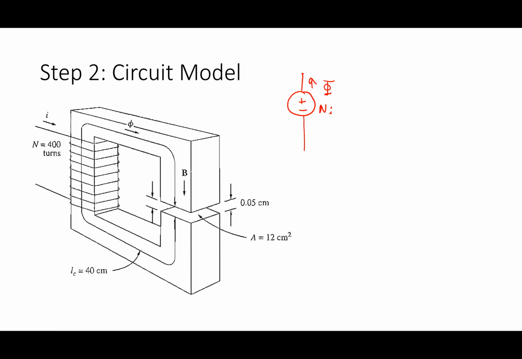Now, flux lines are always closed, so the circuit better be a circuit. In other words, it better be a circle. Stuff leaves, stuff comes back, right? So how many reluctances are in this circuit? Two. One is the core, R core. The other one is the gap. I'm going to call it RG.